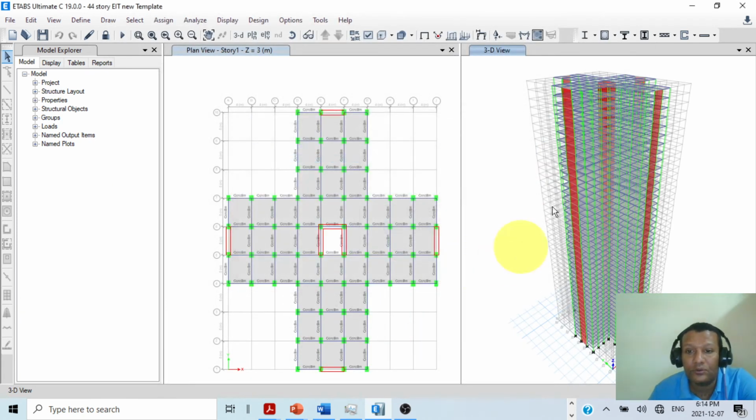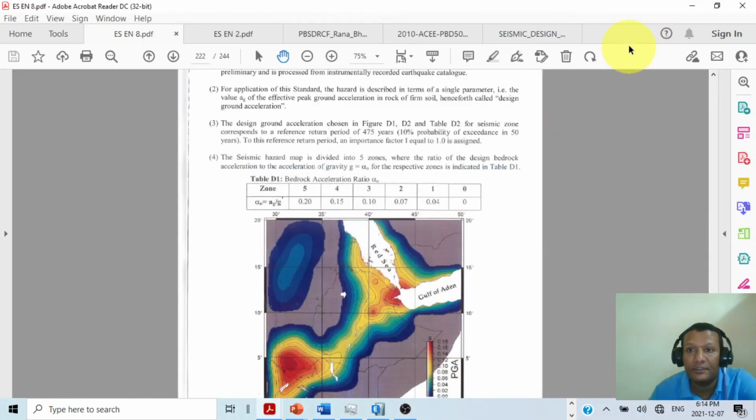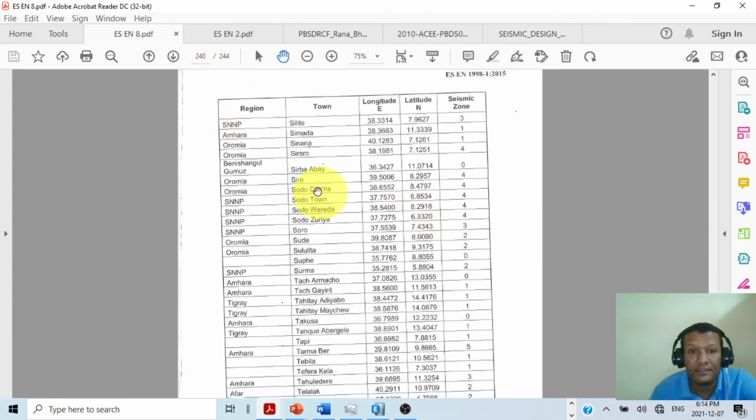Okay, let's go to our presentation. Slide 240, just to show you the country's division. This is the region, this is the town, this is the longitude, this is the latitude, and this is the seismic zone. So the country is divided into different seismic zones as per the seismic map of Ethiopia.